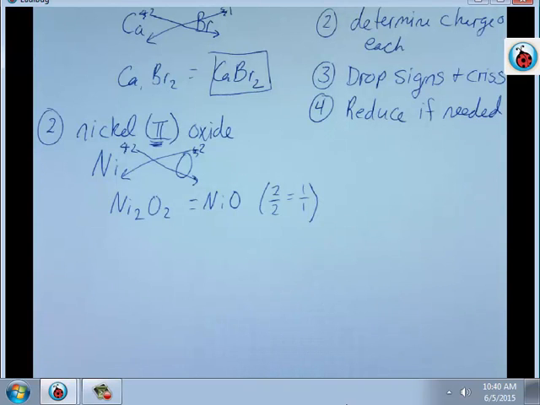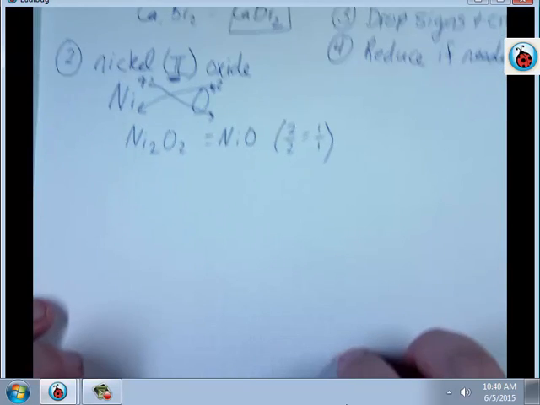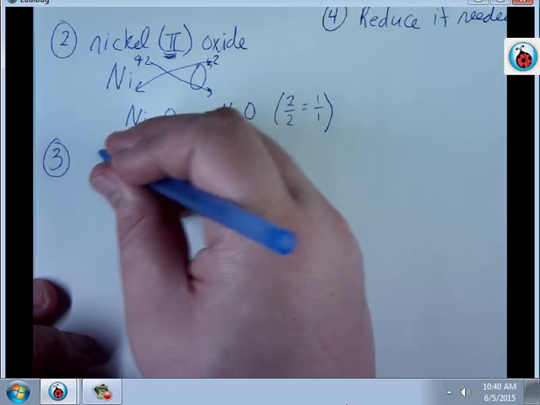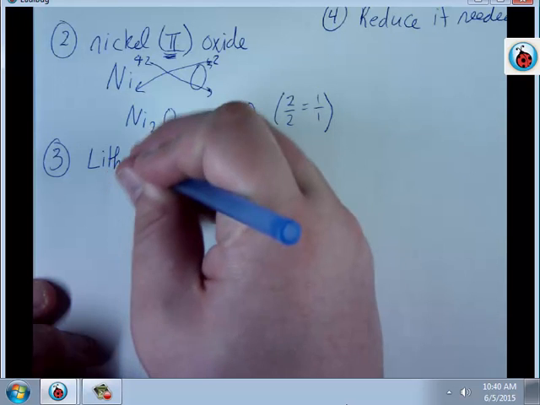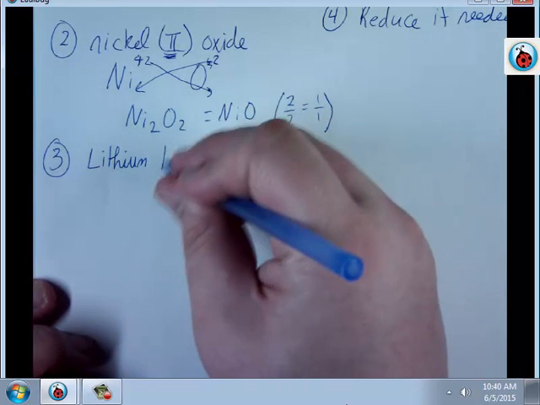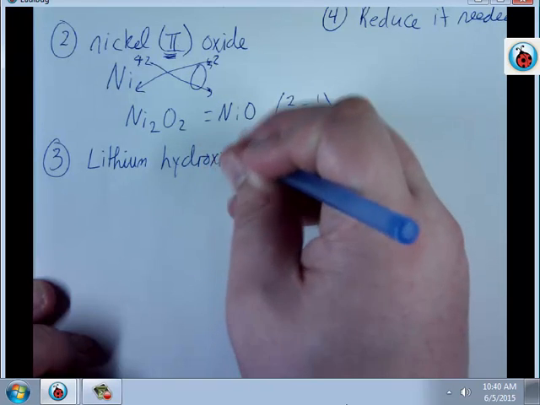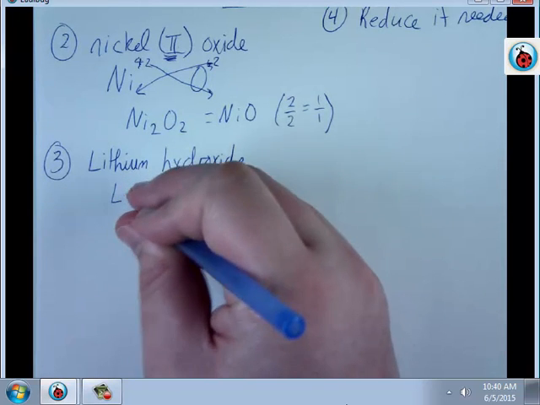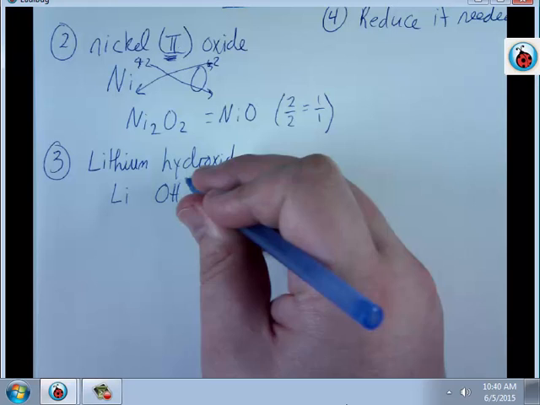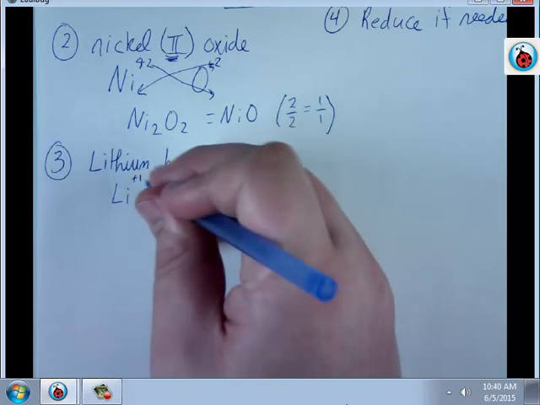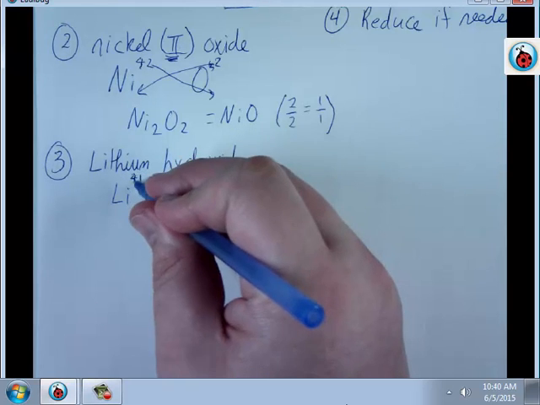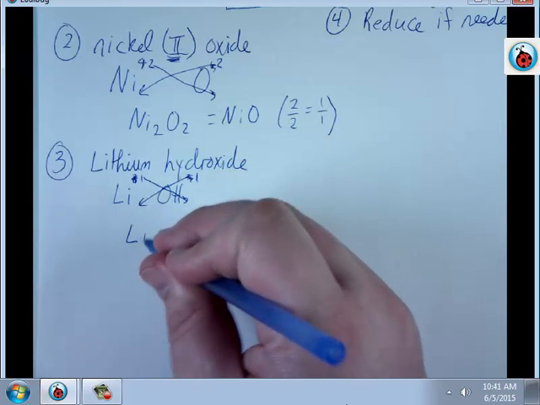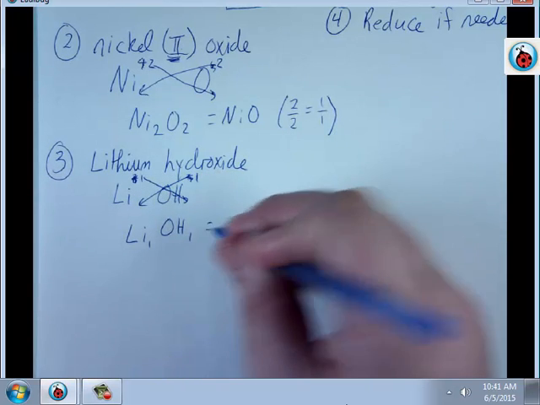And let's try a couple polyatomics before we call it all done. Let's try lithium hydroxide. Lithium is Li, hydroxide's OH, hydroxide's -1, lithium's +1. I drop the signs, crisscross, I get Li1OH1, which is LiOH.